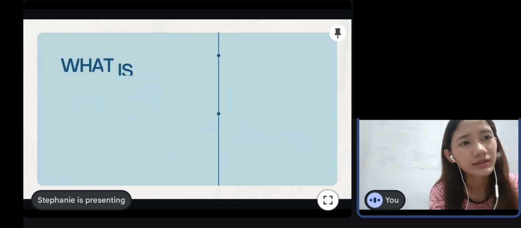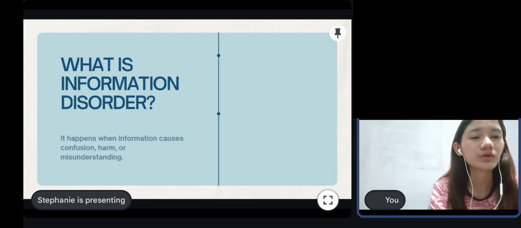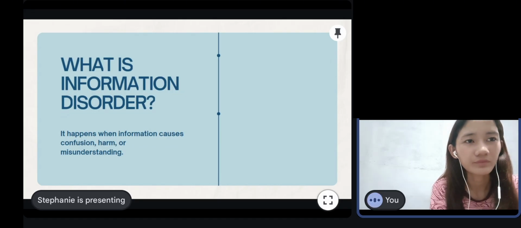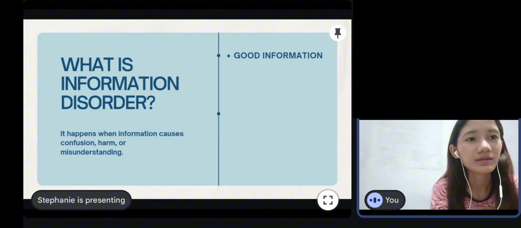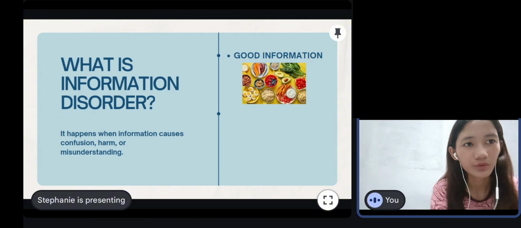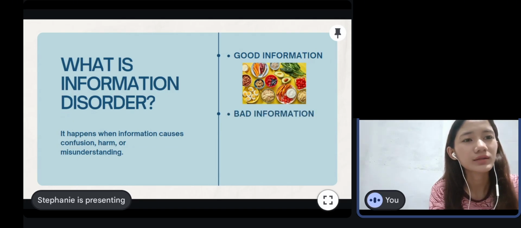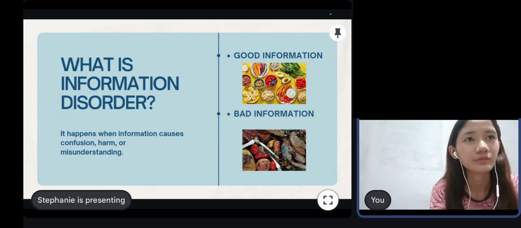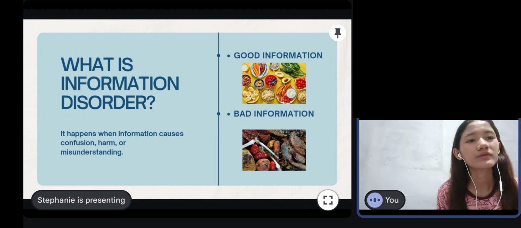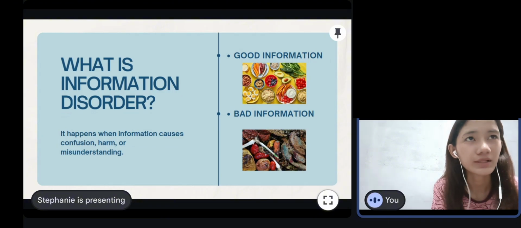So, what is information disorder? Information disorder happens when information causes confusion, harm, or misunderstanding. Let's think of information as a fruit. Good information is like healthy food because it can help us give information which is true, while bad information is like spoiled food because it can harm people and spread confusion. Today, because of social media, information spreads very quickly. That is why it is important to know whether the information is true or false.